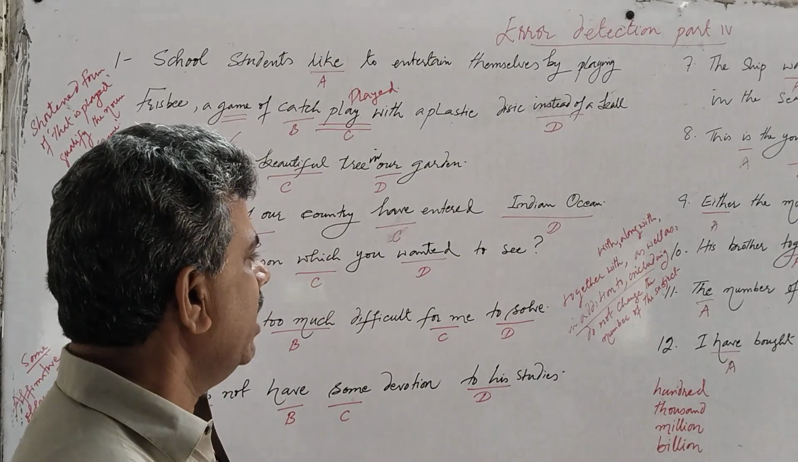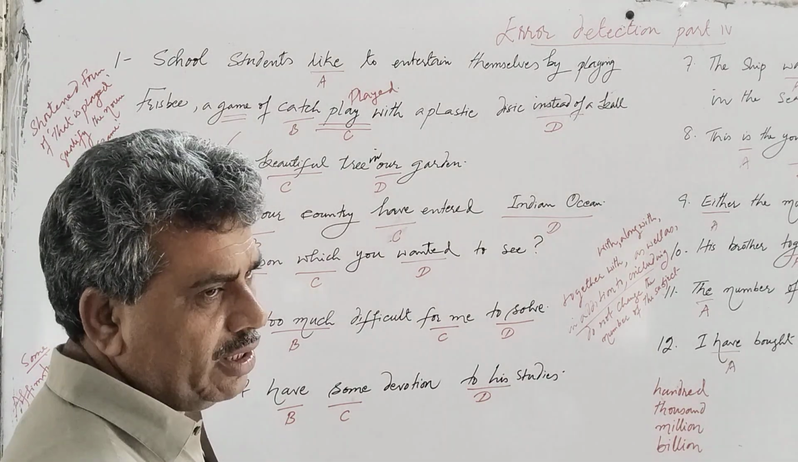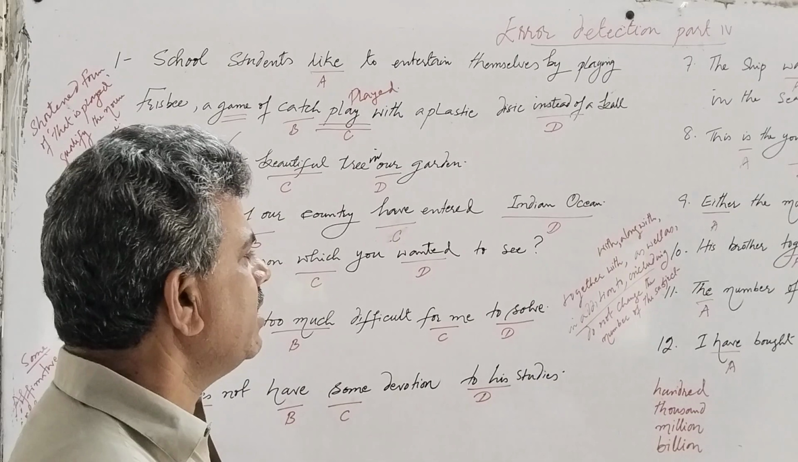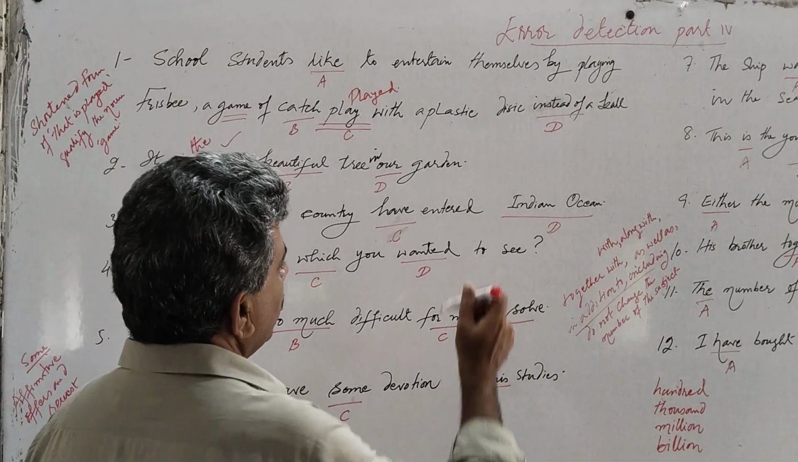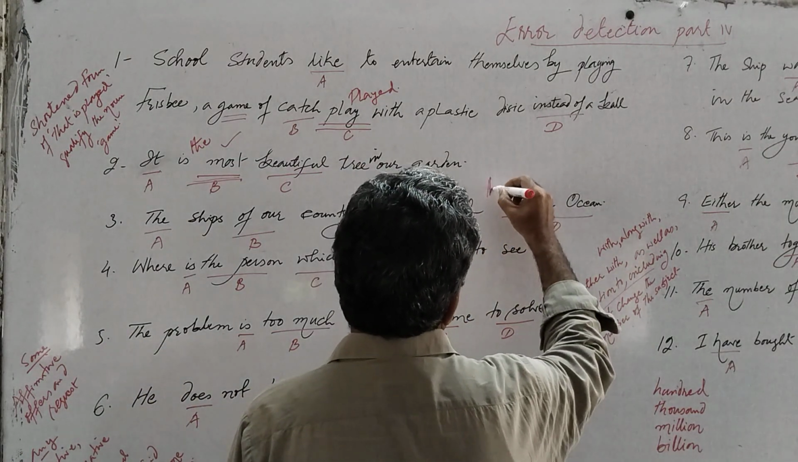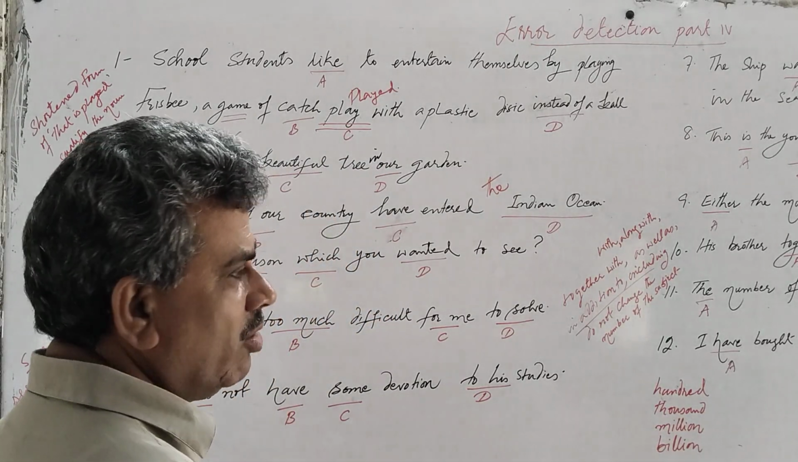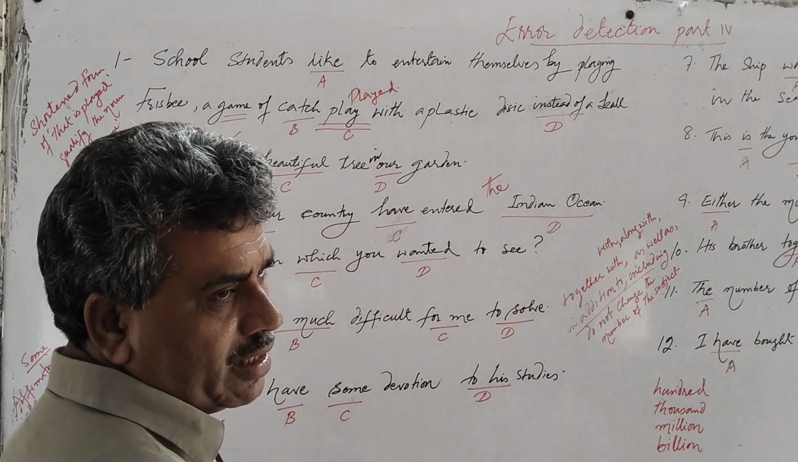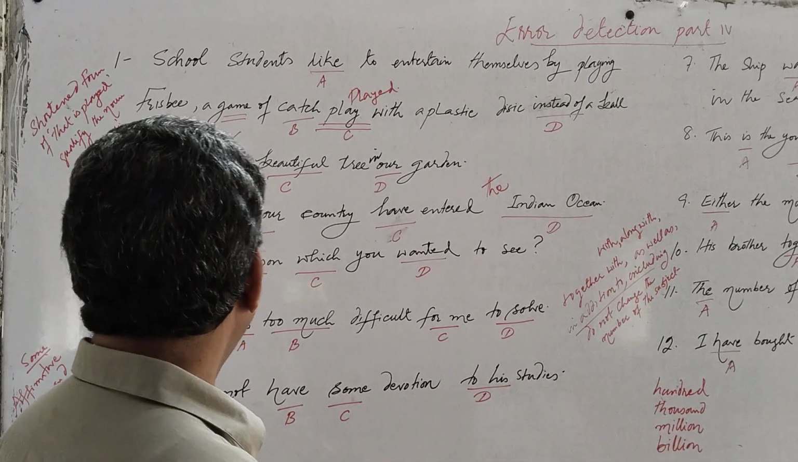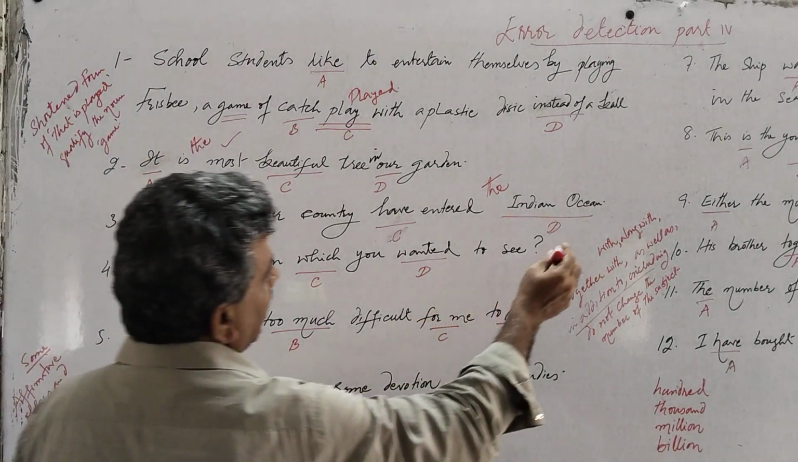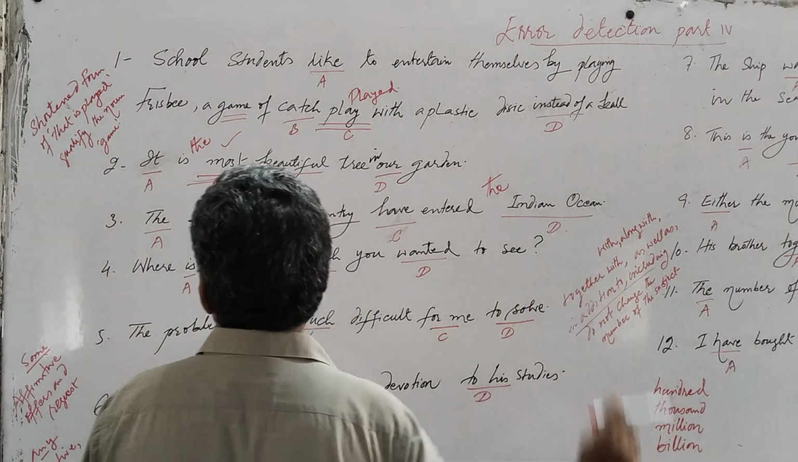Now we know that all the seas require definite article. So we say the Atlantic Ocean, the Indian Ocean, the Pacific Ocean. So we should write definite article the here before Indian Ocean, because all the oceans of the world take definite article the with them. So mistake is there in the option B.